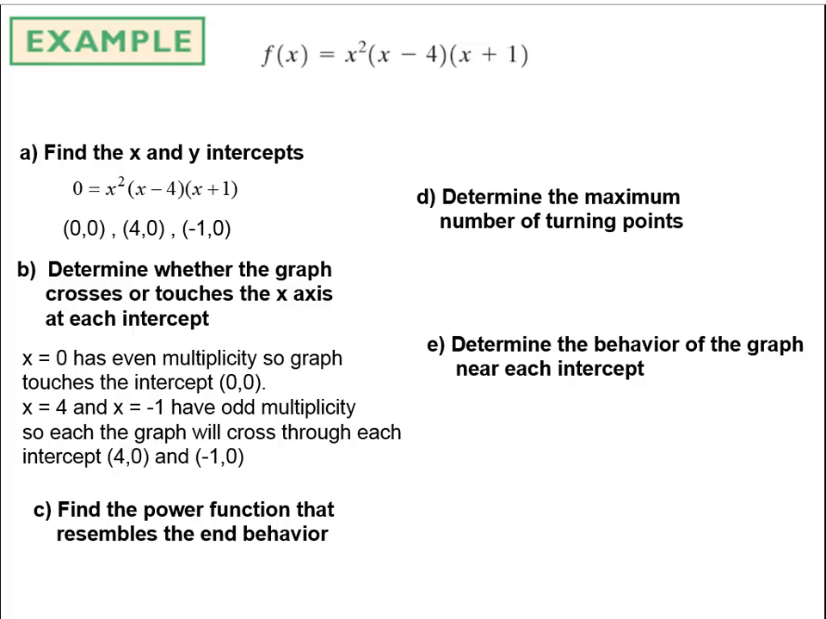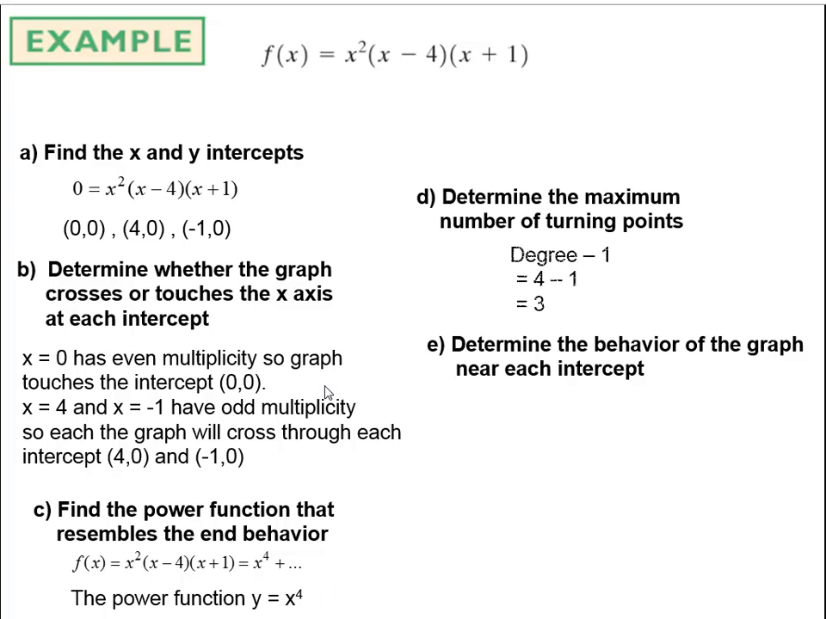So y equals x to the fourth is my leading term. So that's going to be my end behavior, my power function. So the graph's going to look like a parabola shooting off in the same direction. And because the leading coefficient's positive, it's going to point upward.